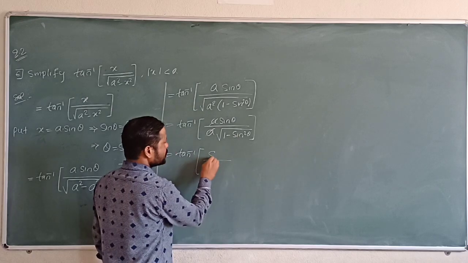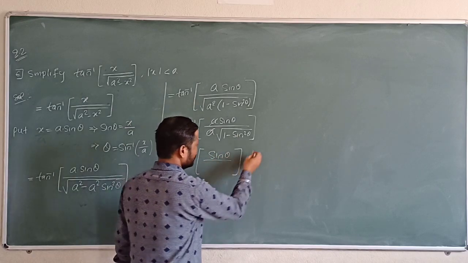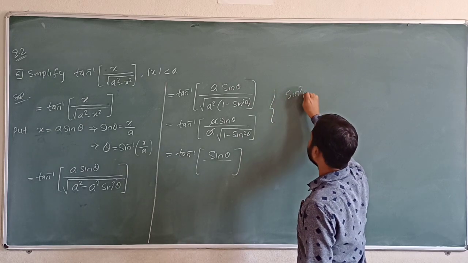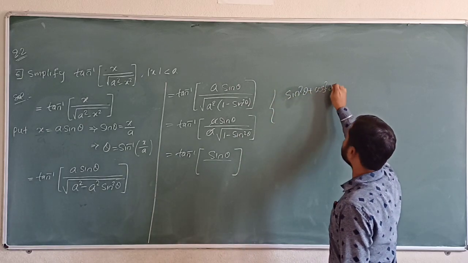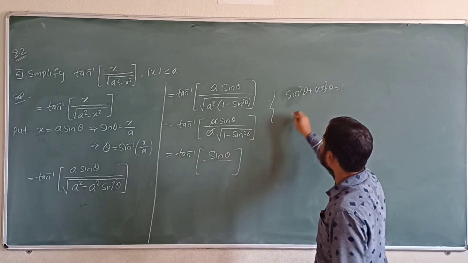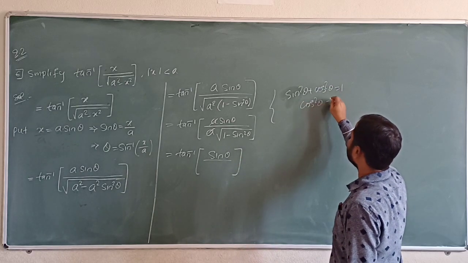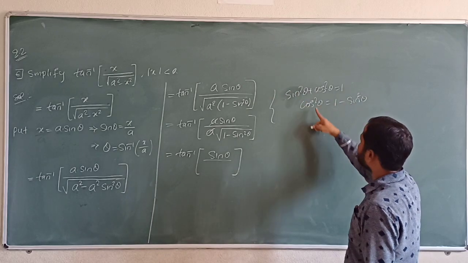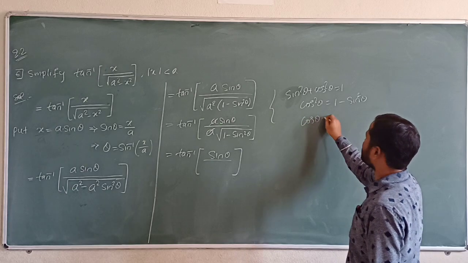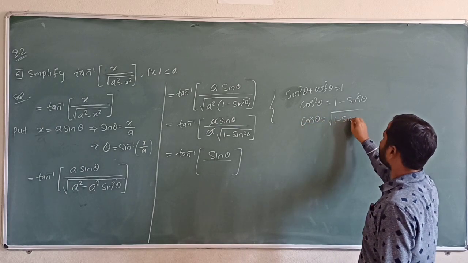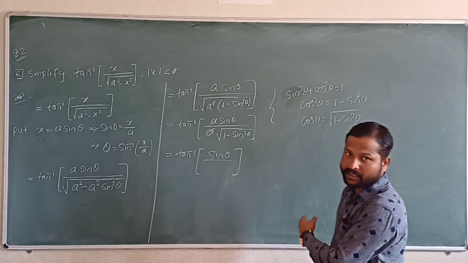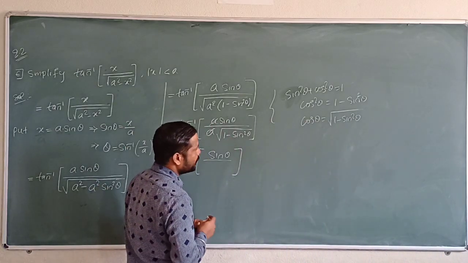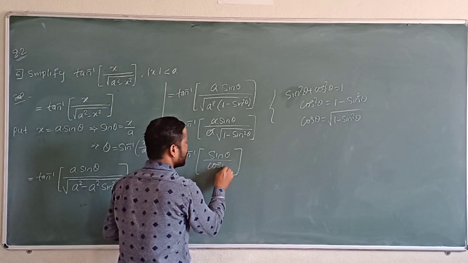What is it? It is sin theta divided by, already we know that identity, sin square theta plus cos square theta is equal to 1. But this cos square theta, keep as it is, it becomes 1 minus sin square theta. Transfer the square, it becomes square root. Square root of 1 minus sin square theta, take it as cos theta.